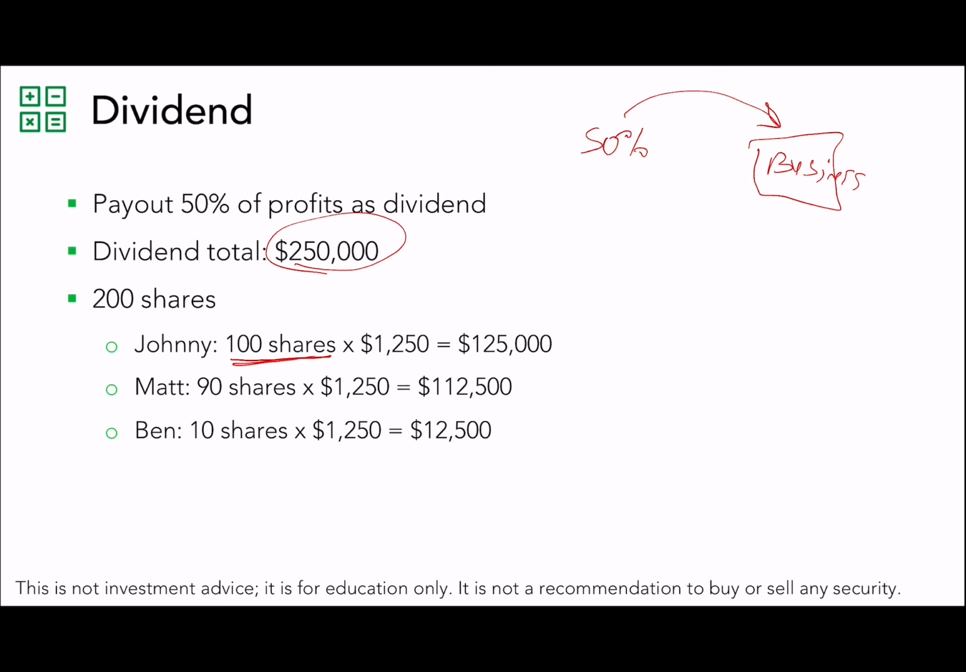So he is going to get $1,250 per share, and that's going to be a total of $125,000 deposited to his investment account. Matt owns 90 shares, so we multiply 90 by 1,250. He gets $112,500. Ben has 10 shares at 1,250. He will get $12,500.